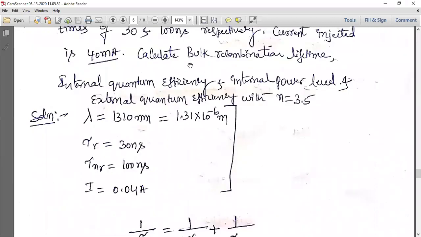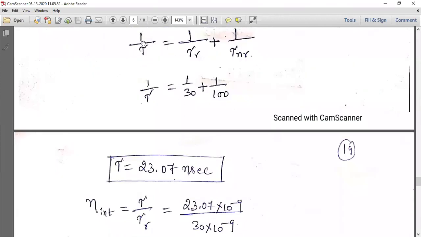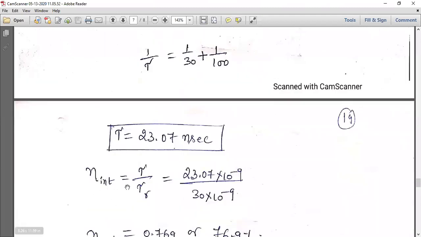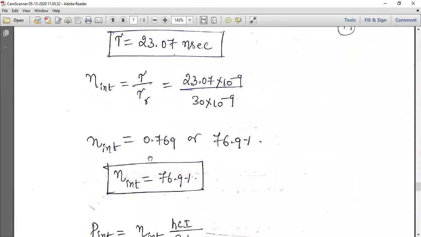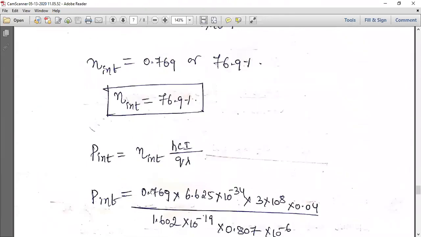So lambda is given. Calculate the bulk recombination lifetime, the internal quantum efficiency, the internal power, and the external quantum efficiency with n equal to 3.5. Similarly, same case, so you can calculate tau. Internal quantum efficiency is tau by tau r. Just substitute that: tau is known, tau r is given. Then the internal power you know. So it is 76.9%, that is 0.769, the same substitution.